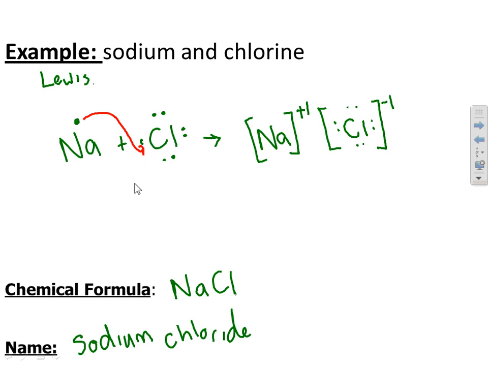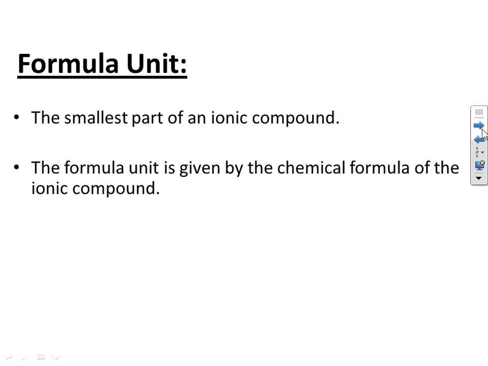All right? So that's how we put together our knowledge of our positive ions, the metals, and our negative ions, the nonmetals, to form the chemical compound. Okay. A little definition here. Again, you can pause to write. It's a formula unit. The formula unit is the smallest part of an ionic compound. The formula unit is given by the chemical formula of the ionic compound.